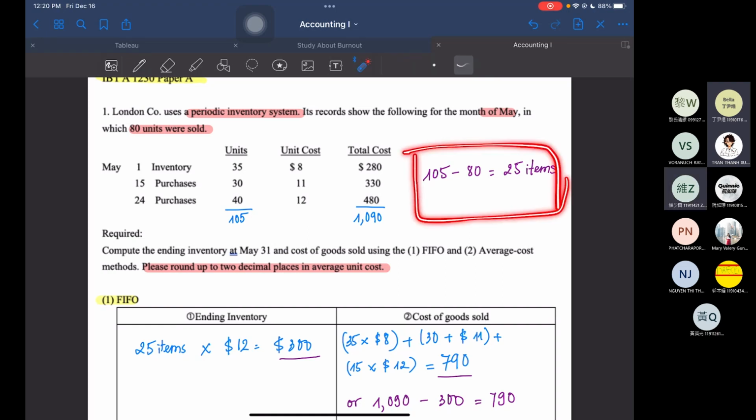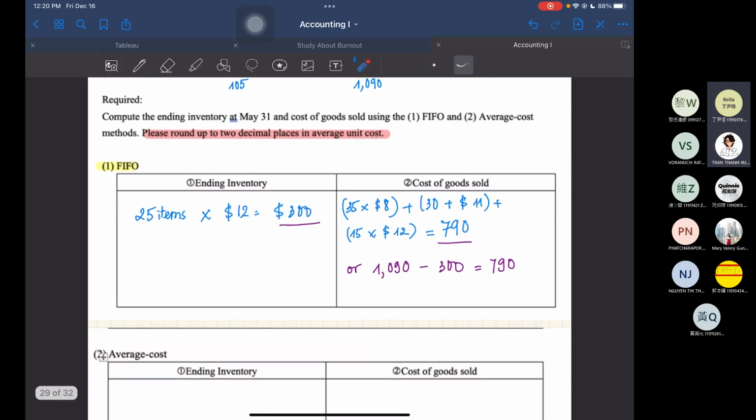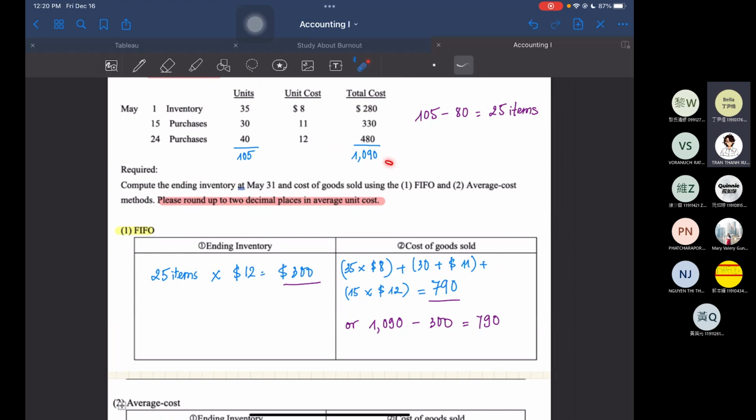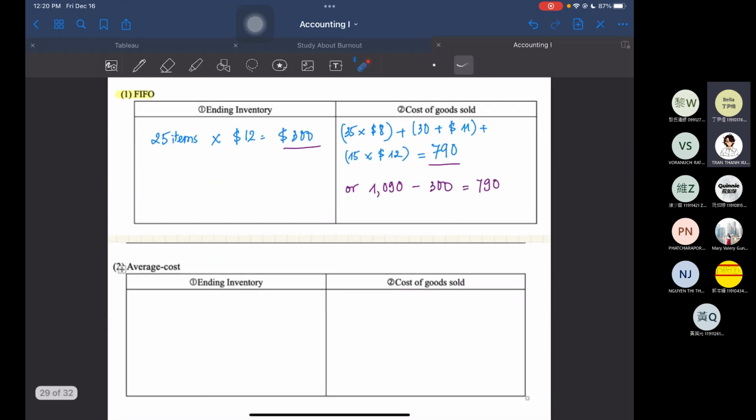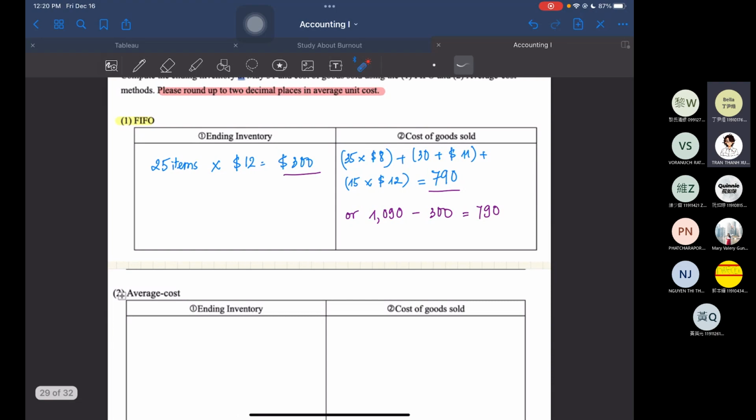Oh, I see. Thank you. Okay, so if you want to double check, you can also take this number minus the cost of goods sold and you have the ending inventory. Also, the total cost of inventory minus the cost of goods sold gives you the ending inventory. If those three numbers are not correct, then you must go back to see what you got wrong. Okay, so that is the FIFO method.